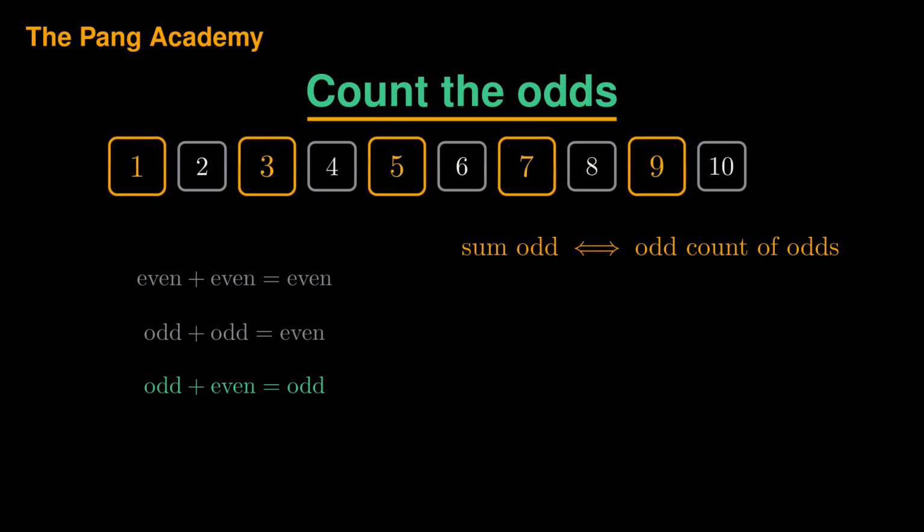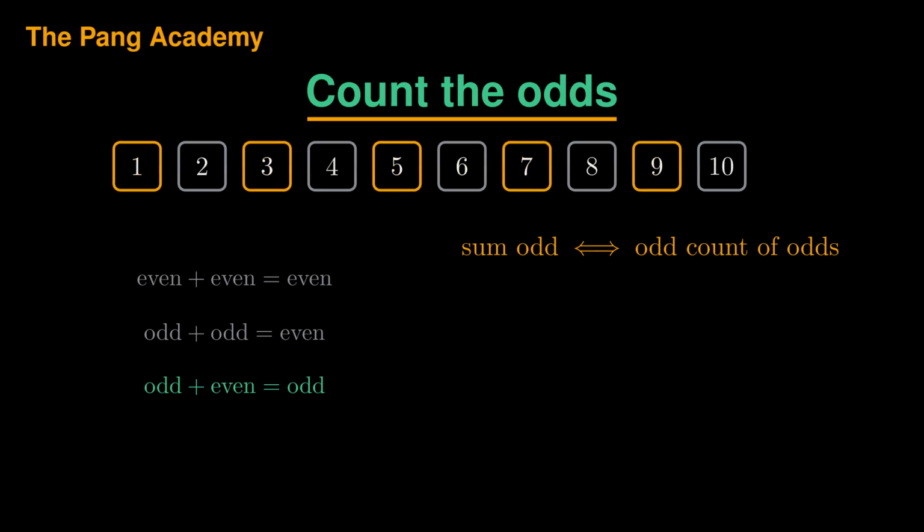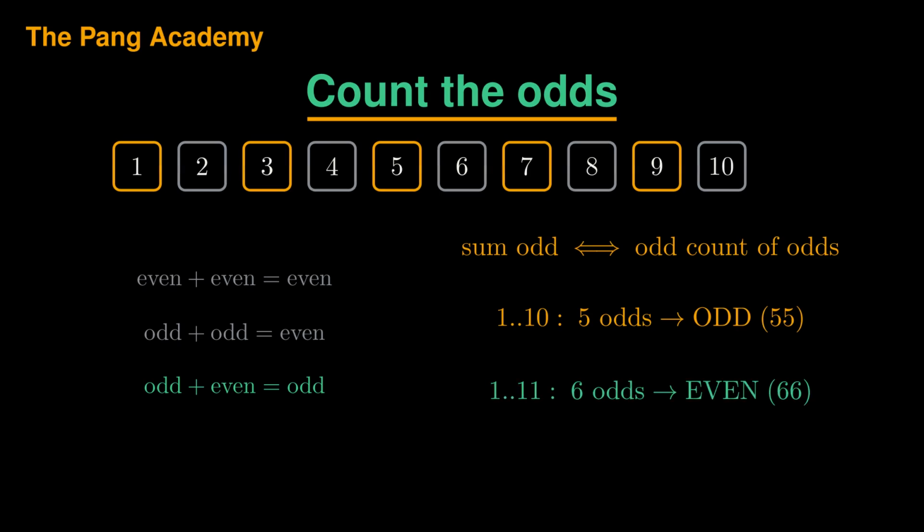1 to 10 has 5 odd numbers. 5 is odd, so the sum is odd. It's 55, but you knew it was odd before adding anything. Try 1 to 11. Now there are 6 odd numbers, and 6 is even, so the sum is even. 66. Same quick check, longer list.